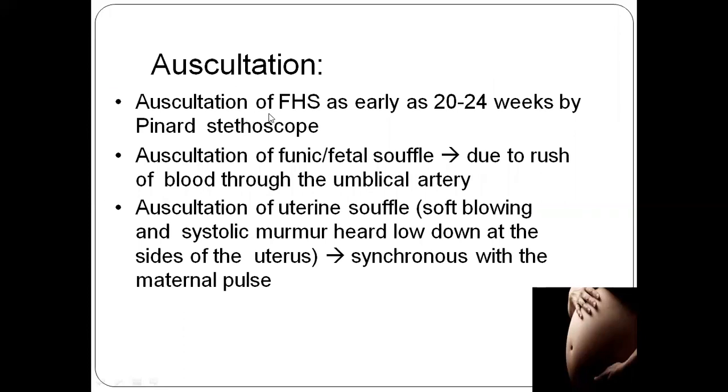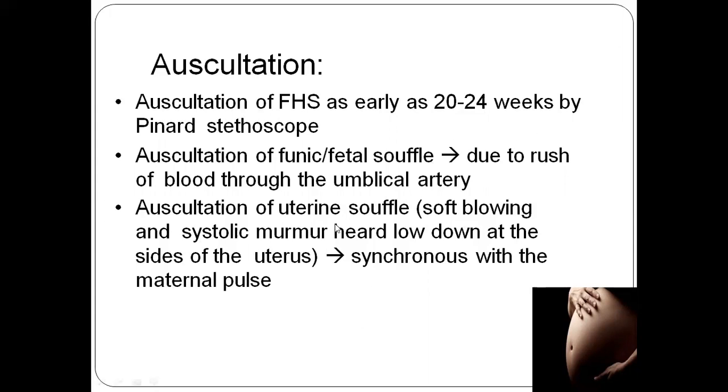Next, in the second trimester, auscultation can be done. The auscultation is done to check the fetal heart sound. So, auscultation of FHS can be done as early as 20 to 24 weeks by Pinard stethoscope. In the first trimester, fetal heart sound can be elicited by ultrasonography. But in the second trimester, using the Pinard stethoscope, you are well aware of the Pinard stethoscope, it can be used to check the fetal heart sound, and even to auscultate the funic souffle, because through the umbilical artery there will be a rush of blood, so a souffle sound will be heard.